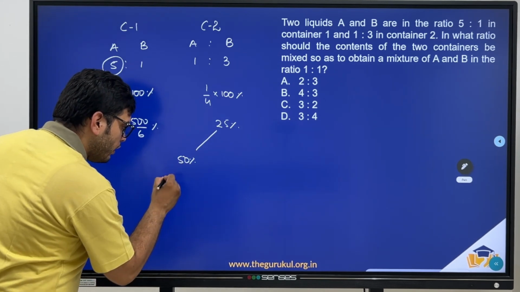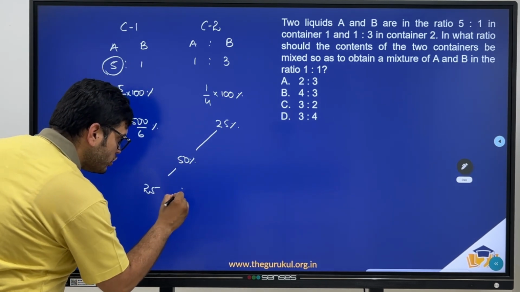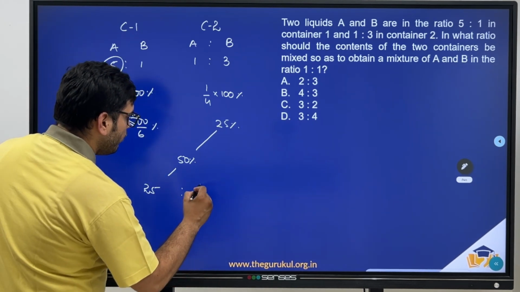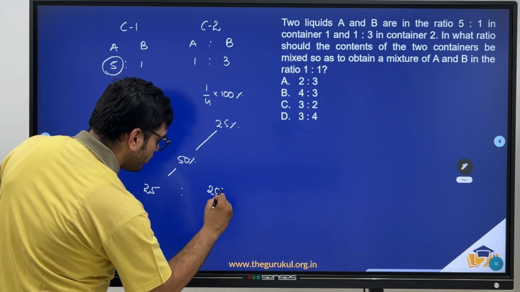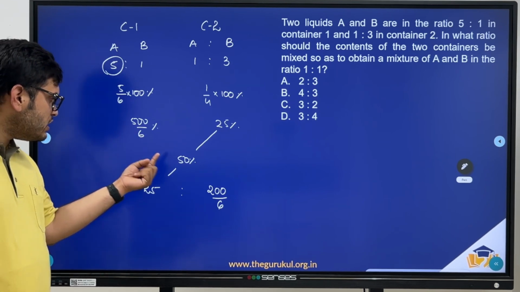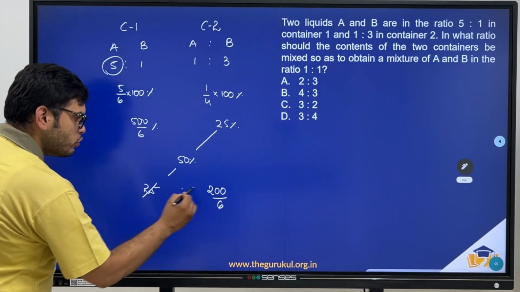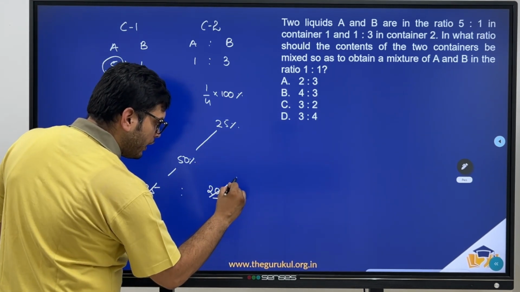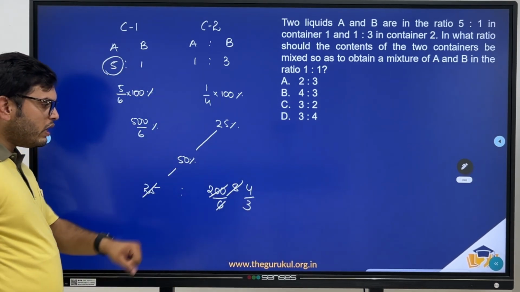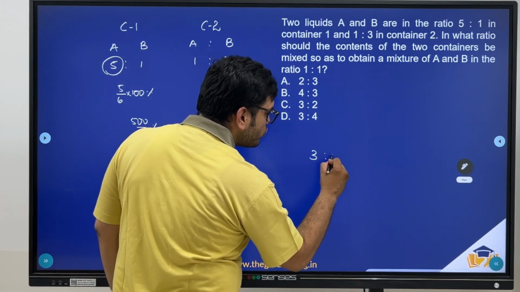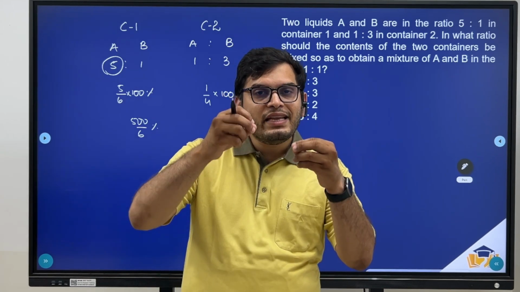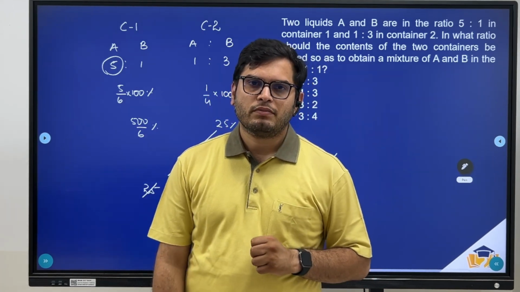So, 50 minus 25, 25 is to 500 by 6 minus 50. That would be 200 by 6. Right? So, 300, 500 minus 300 is 200. Perfect. Right? So, 25 ones, 25 eights, 4 and 3. So 1 is to 4 by 3 or 3 is to 4. Option D should be the answer to this question, and this is the easiest way of solving this question.